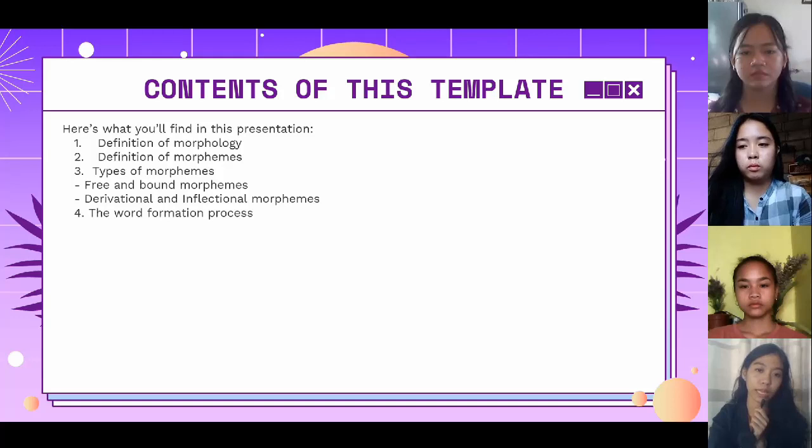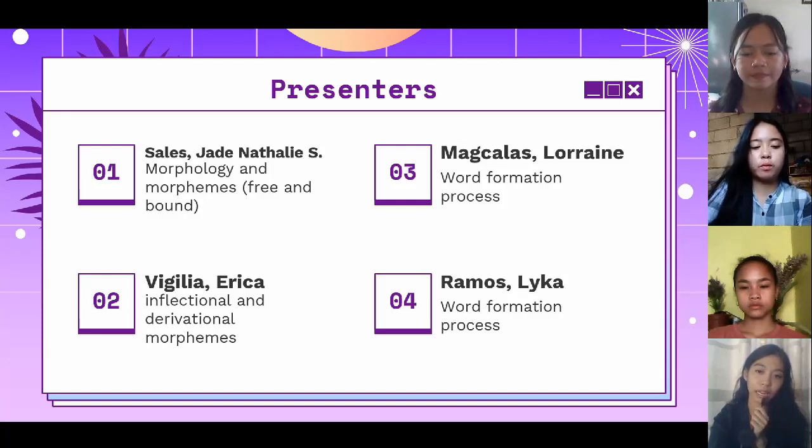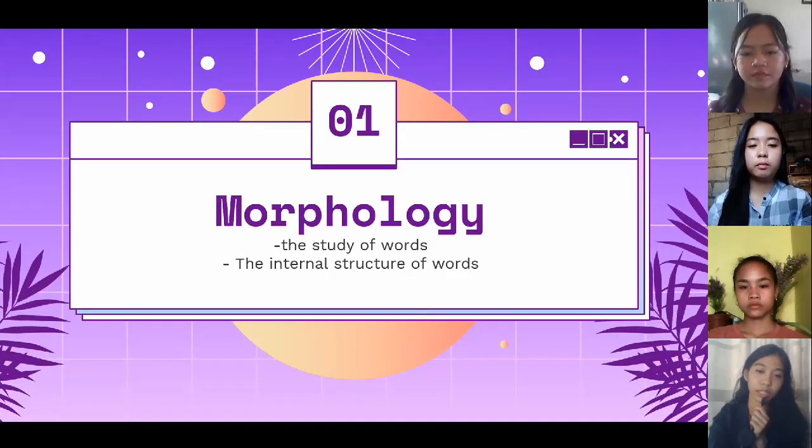So let's proceed with the presenters for this discussion. Morphology and morphemes will be discussed by Jade. Inflectional and derivational morphemes will be discussed by Erica. Me and Laika will discuss the word formation process. So, Jade will discuss the morphology. Go and present.